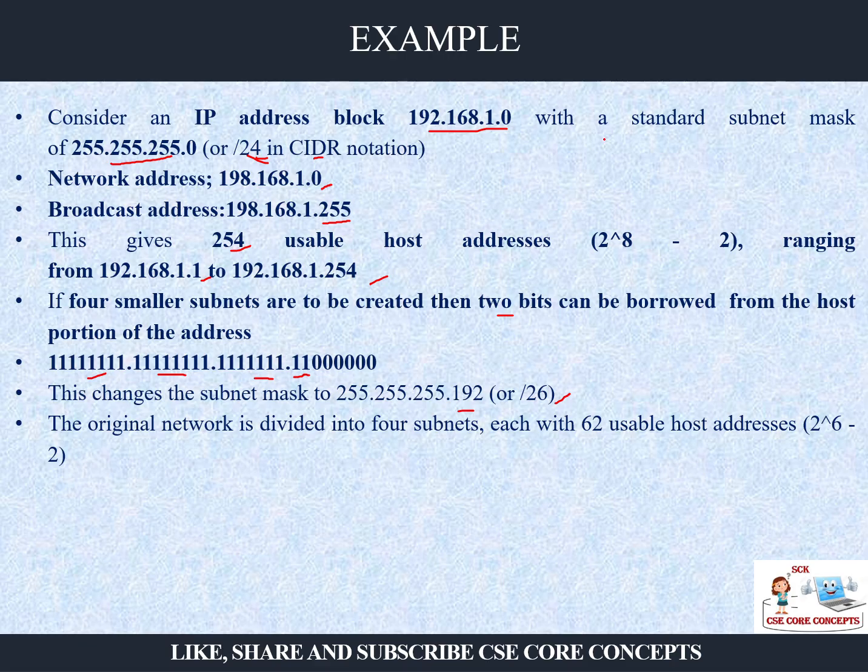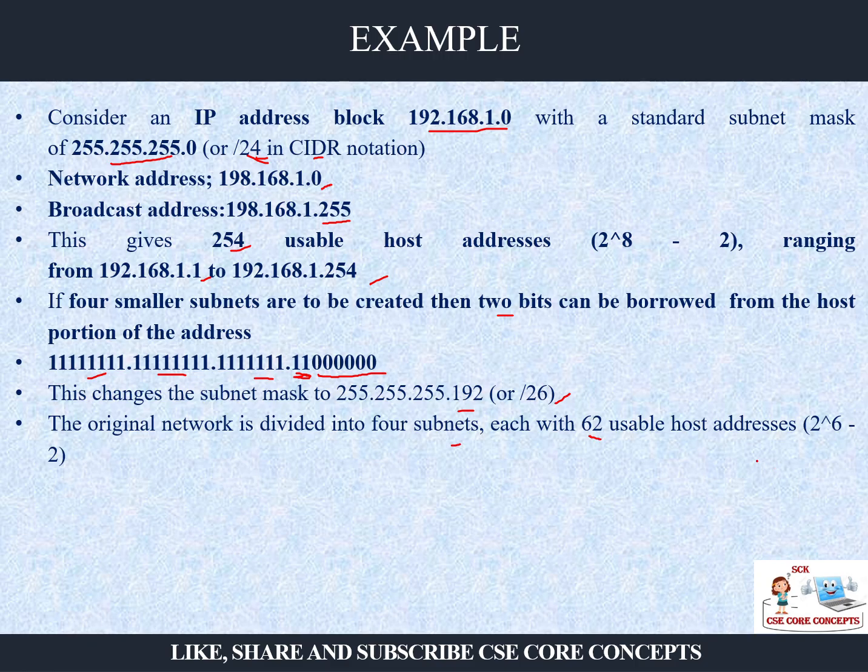If I want 4 smaller subnetworks, 2 to the power what equals 4? 2, right? So 2 bits have to be borrowed, 2 to the power 2. If I wanted 8 subnetworks, then 2 to the power 3 equals 8, so 3 bits would have to be modified. Since I want only 4, I am modifying only 2 bits to 1. And hence this value total becomes 192. So now the original network is divided into 4 subnetworks, each with 62 usable hosts.